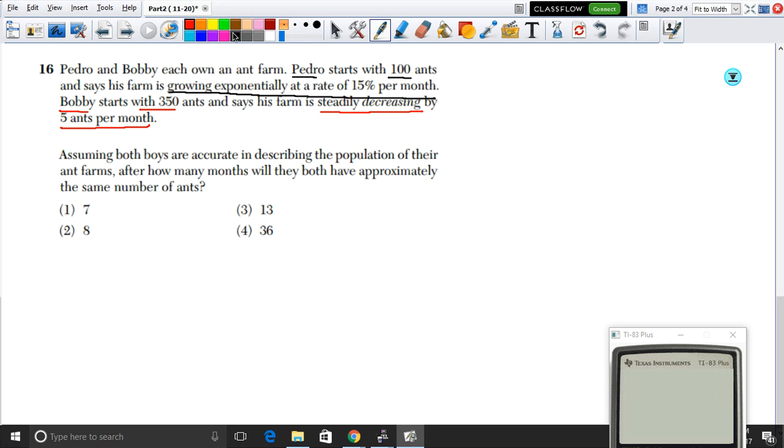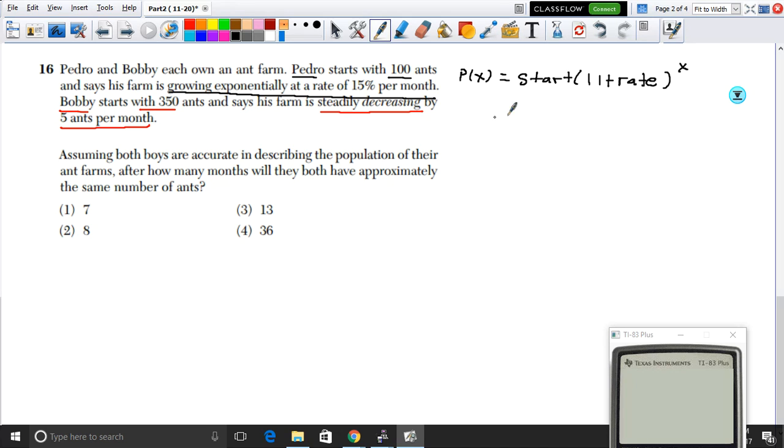All right, so let's write down some equations for Pedro and Bobby. Notice that for Pedro, it says that it's growing at an exponential rate. So that means the equation for Pedro should look something like this: your starting point, multiplied times 1 plus whatever the percentage increase is, let's call this the rate, and this is going to be to the x exponent.